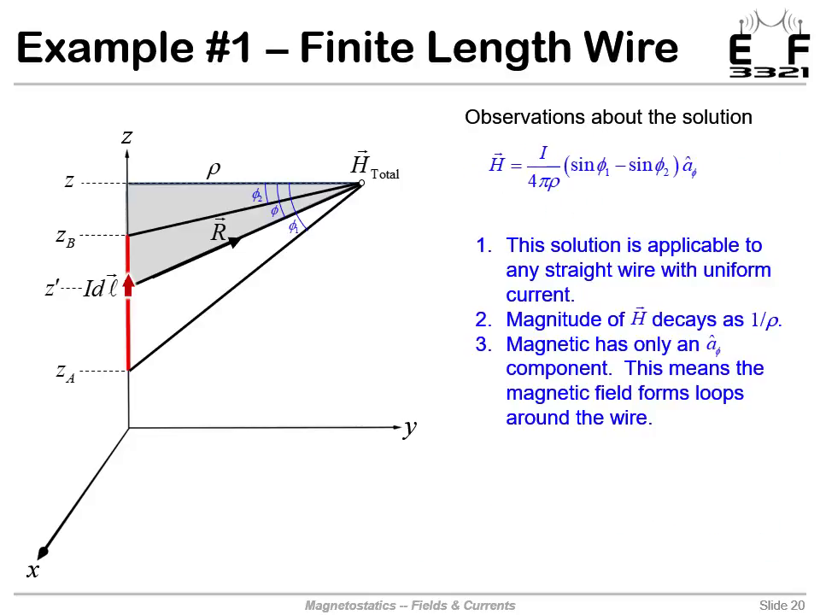Here's a quick summary of some of the points that we've already made. This solution is really applicable to any wire with a uniform current. It has to be a straight wire. The magnitude of the magnetic field decays with 1 over rho, not 1 over rho squared. And this is just like the decay of the electric flux around the finite line charge. And the magnetic field only had a phi component, so it forms loops around the wire.